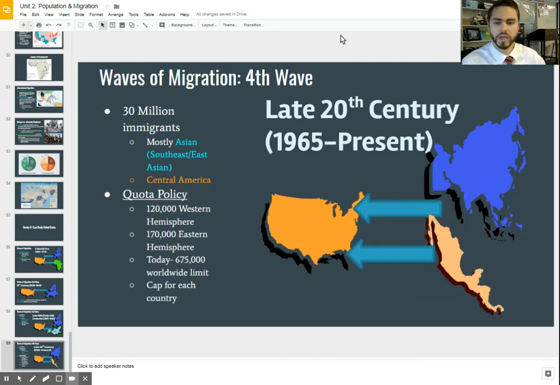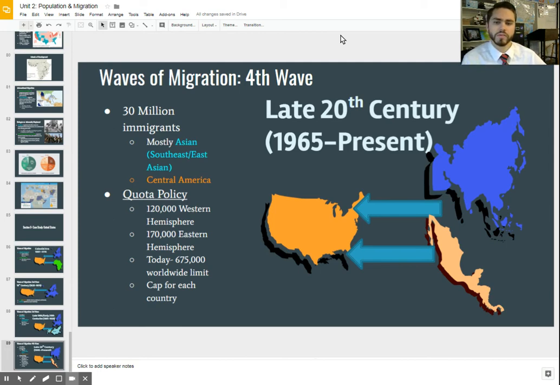Our final wave, our fourth wave of migration, is going to be roughly the last century, so late 20th century up until today, so 1965 to present. The main place that we're seeing immigrants come into the country from are Asian countries, specifically Southeast and East Asian countries like Vietnam, Thailand. We're seeing a lot of people from the Philippines, China, and many other areas of East Asia as well. And the other main group that you're probably more familiar with is from Central America, places like Mexico, Guatemala, Honduras, and the Caribbean included there as well. So we're seeing a large-scale immigrant population from these particular areas.